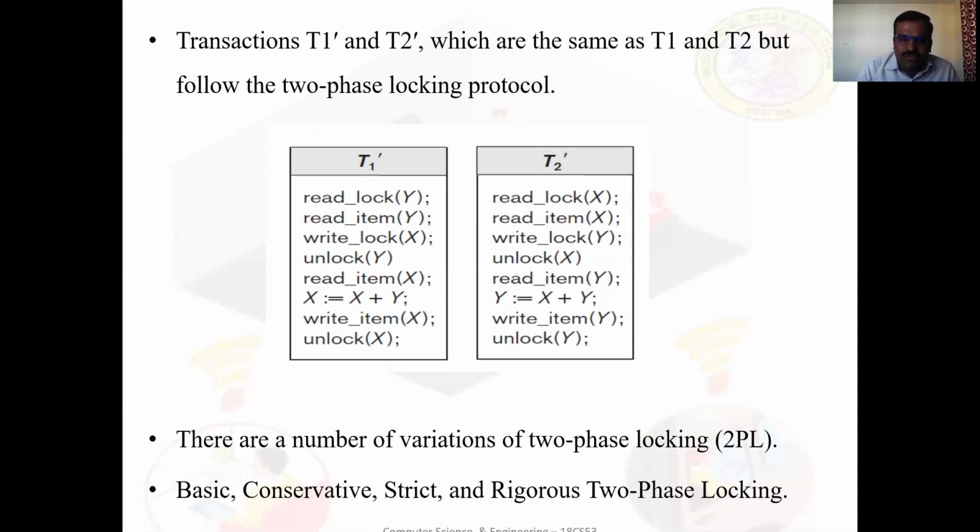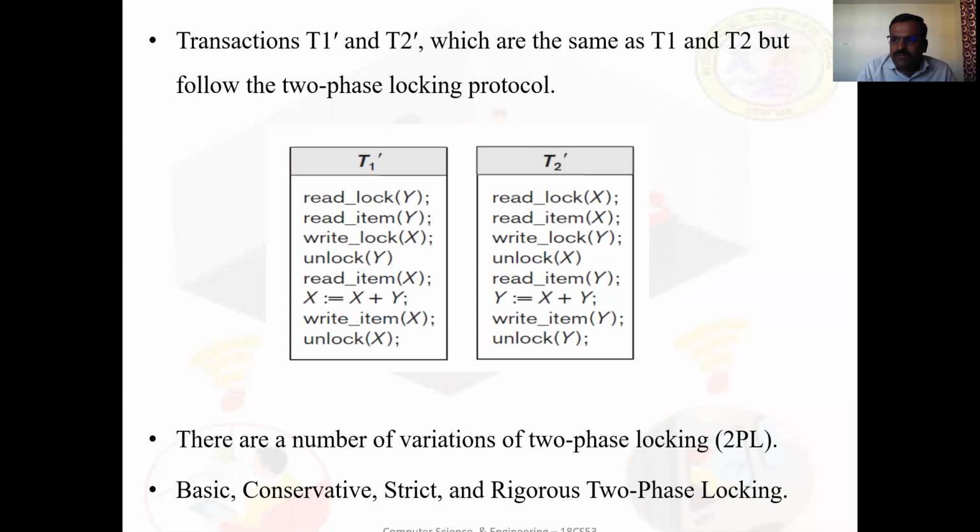A variation known as conservative two-phase locking or static two-phase locking requires a transaction to lock all the items it accesses before the transaction begins execution, by pre-declaring its read set and write set.